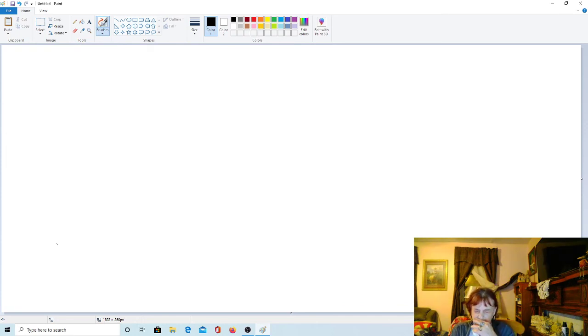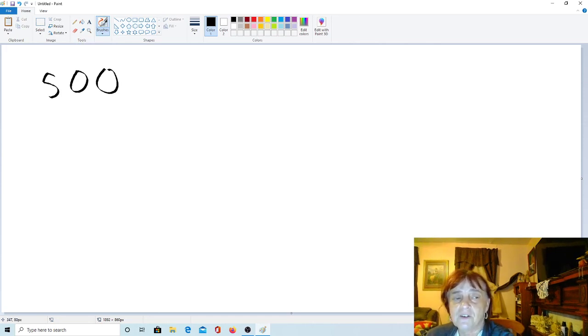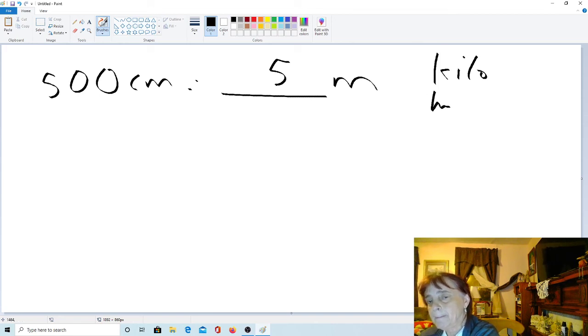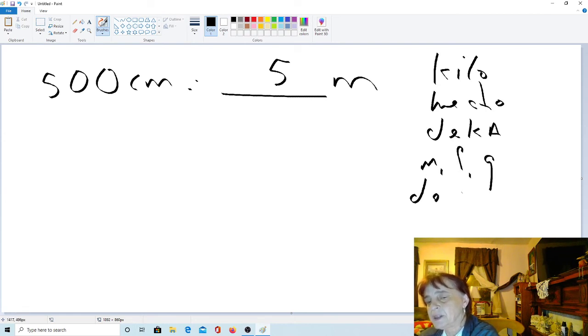And we also did, what else did we do? The metric system. 500 centimeters is how many meters? You divide that by 100, it would be 5 meters, because you have your chart: kilo, hecto, deca, meter, liter, gram, deci, centi, milli.